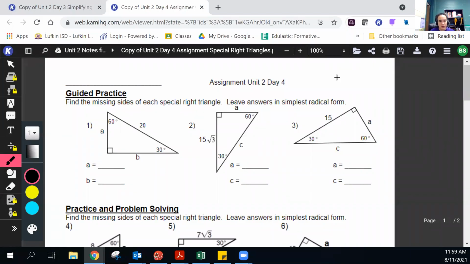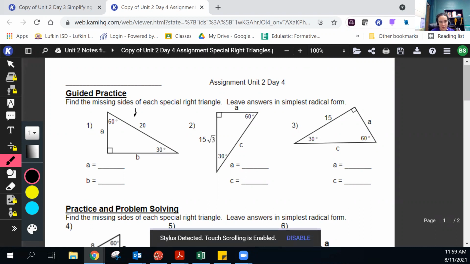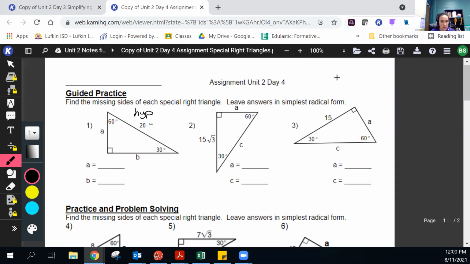Now we are going over our guided practice for special right triangles. Our first problem is a 30, 60, 90. All of our angles are labeled. So again, we start with labeling our hypotenuse, just across from our right angle, and our hypotenuse in a 30, 60, 90 triangle is equal to 2x.